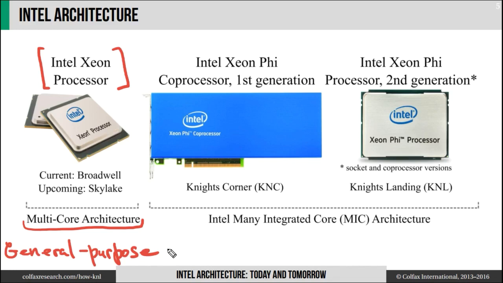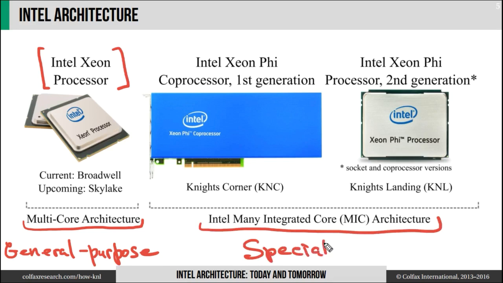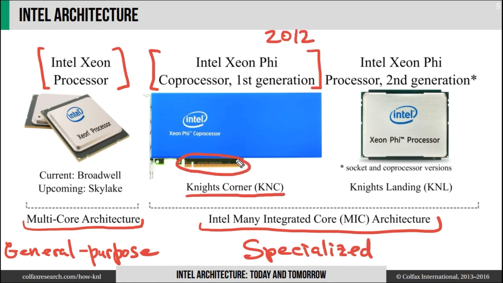In addition to the multi-core architecture, Intel recently introduced the Many Integrated Core or MIC architecture. This architecture is specialized for computing. Representing this architecture are Intel Xeon Phi processors and coprocessors. The first generation of Intel Xeon Phi was introduced in 2012, and you may have heard of it by its code name Knights Corner or KNC. It was available as a coprocessor, so it was a PCI Express add-in card, and you had to have a system with a host CPU, usually a Xeon, to run one or several of these coprocessors.